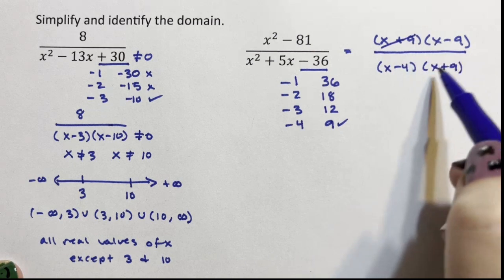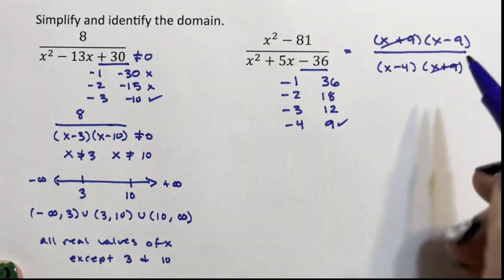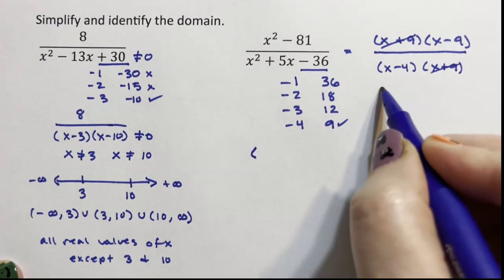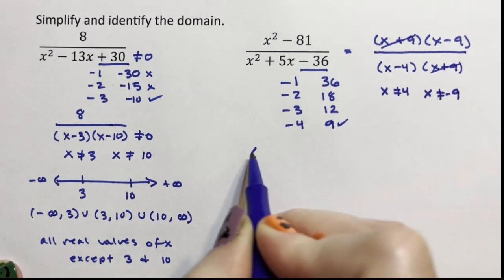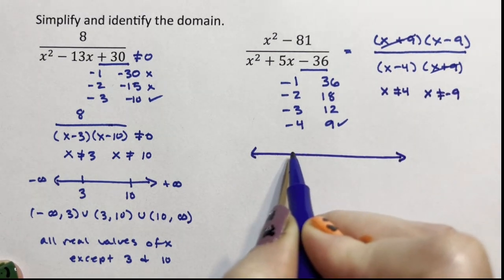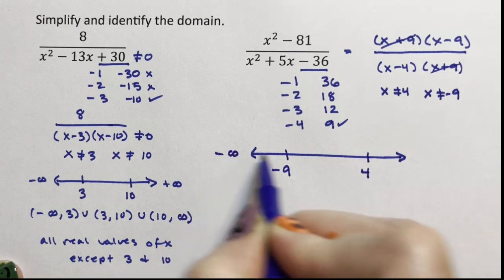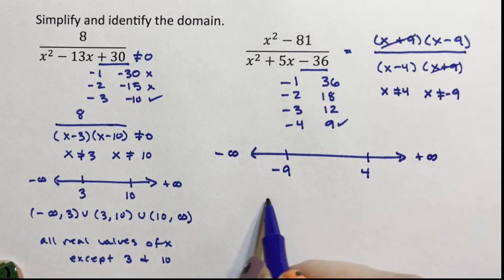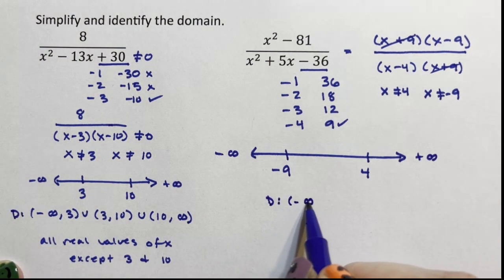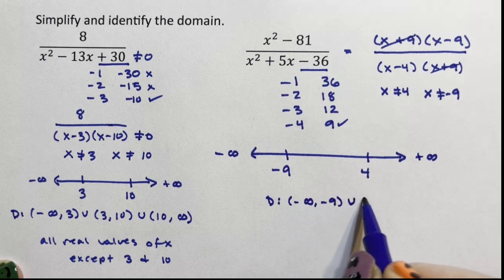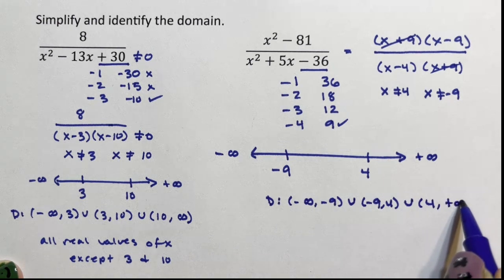So this is what this means. This is still restricted out of the domain. So x cannot equal 4, x cannot equal negative 9. If we look at our number line, we have negative 9 to the left of 4, because negative 9 is closer to negative infinity. So our domain is negative infinity to negative 9, joined with negative 9 to 4, joined with 4 to positive infinity.